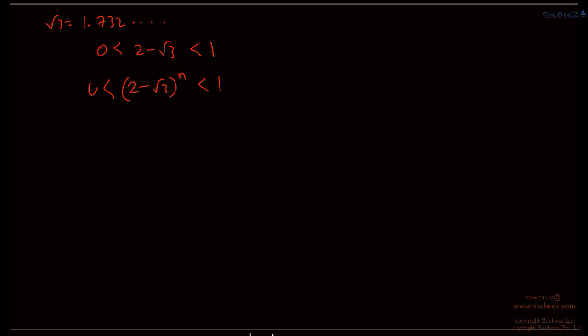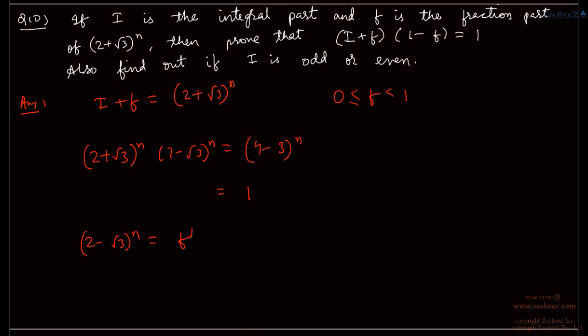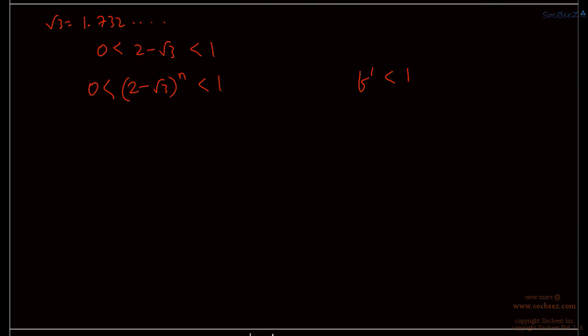Now, raising both sides to power n, I still have this inequality. If there is any number which lies between 0 and 1, if you keep increasing its integral exponent, you will still have the value between 0 and 1. You can actually further narrow it down, but for our sake, we'll put it this way. So 2 minus root 3 power n will lie between 0 and 1. But we have 2 minus root 3 power n as f dash, so f dash also lies between 0 and 1. But there is strict inequality here. It's definitely greater than 0 and definitely less than 1.